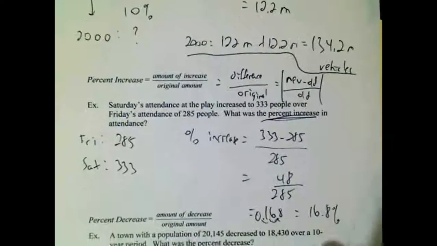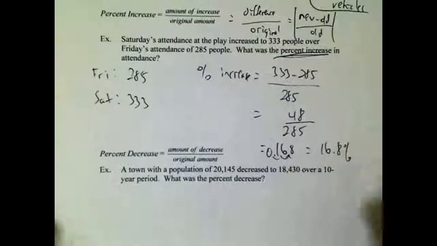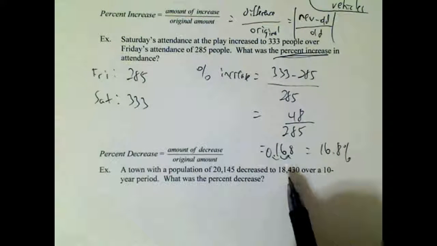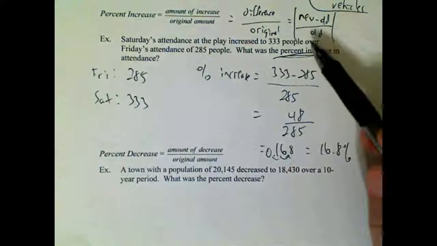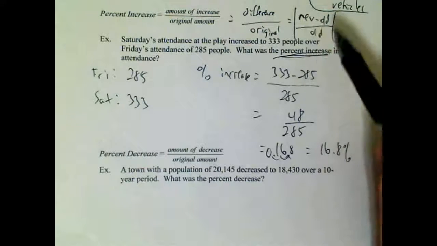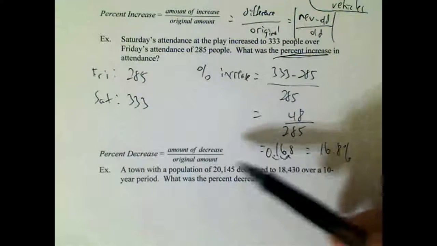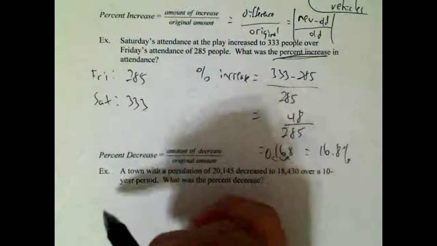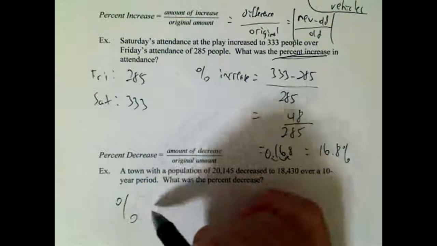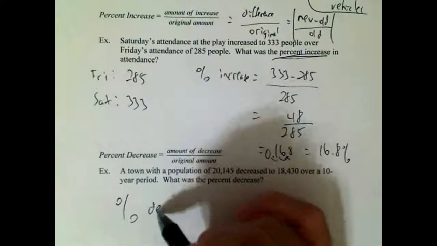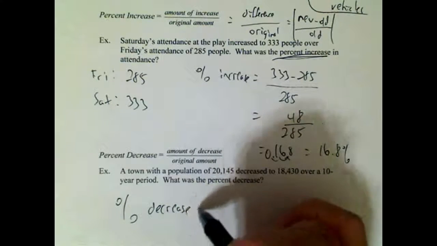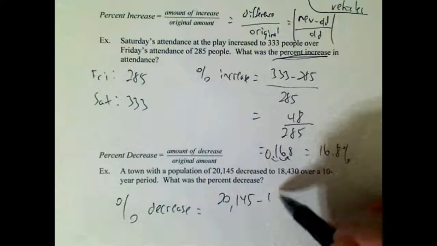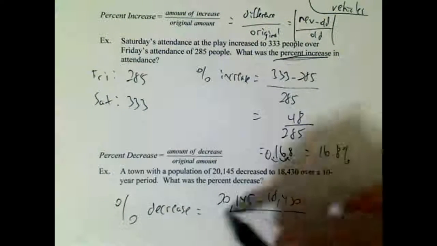This is a decrease. Started with 20,145 and it decreased down to 18,430. Now if I use new minus old over old, I gotta use absolute value bars because we're gonna get a negative answer because of the decrease. So just keep that in mind. I'm just gonna do the difference divided by the original amount. Now the difference is 20,145 minus 18,430. We're going to divide by the original amount.